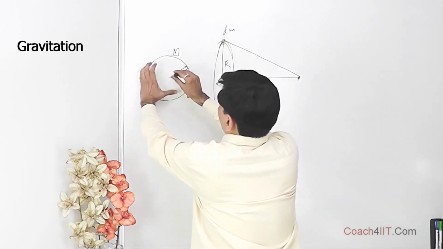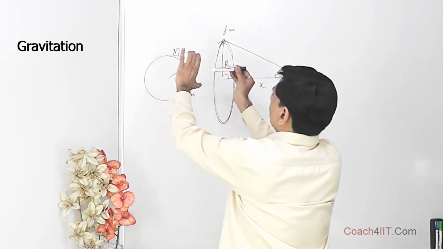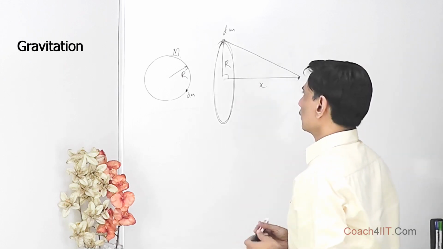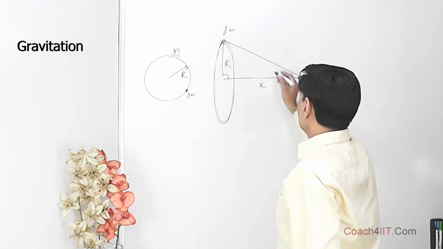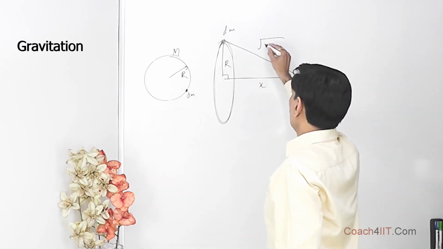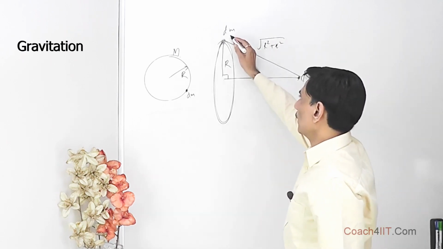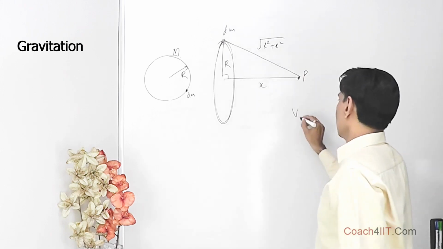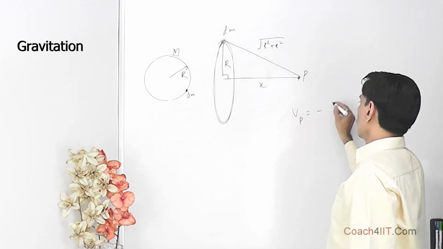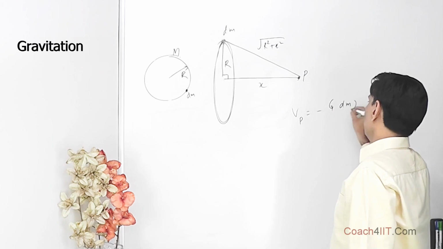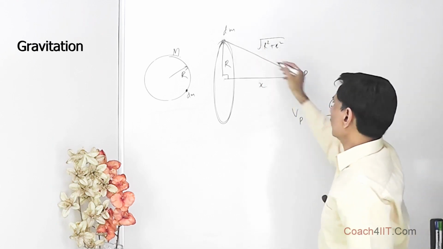And if we look from this side, the diagram becomes something like this. If this is r, this is x, so this length is going to be equal to root of r square plus x square. So because of this differential element mass, the gravitational potential over here, that is, we take it as Vp, comes out to be minus G dm upon, what is the distance over here?